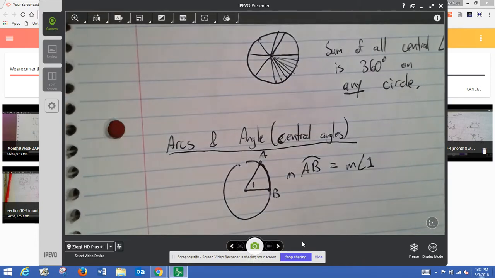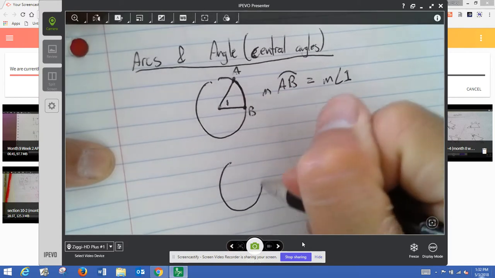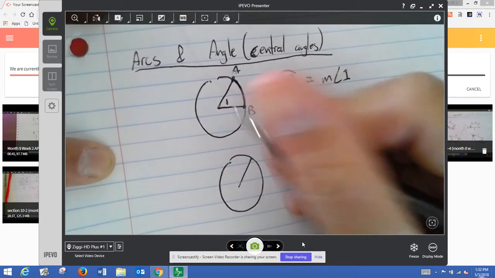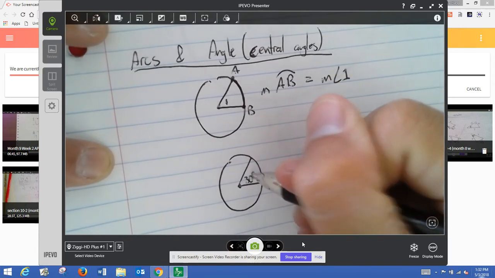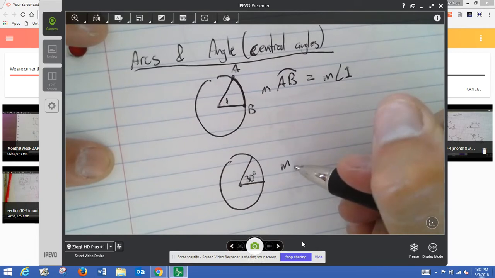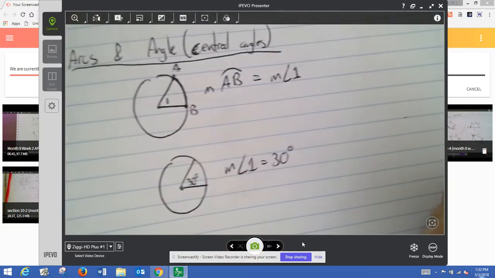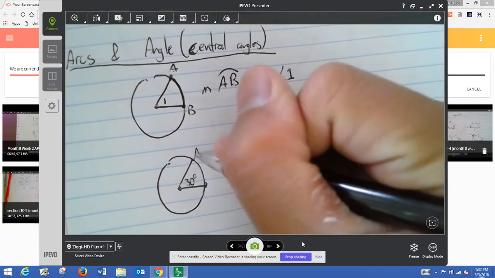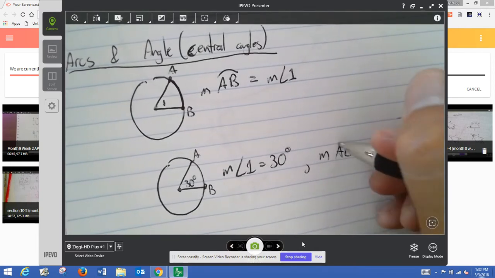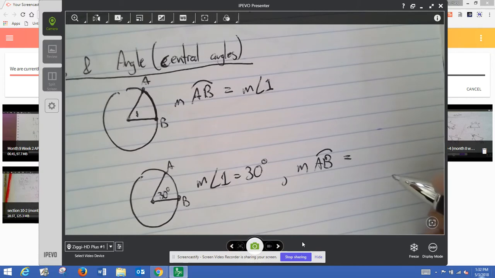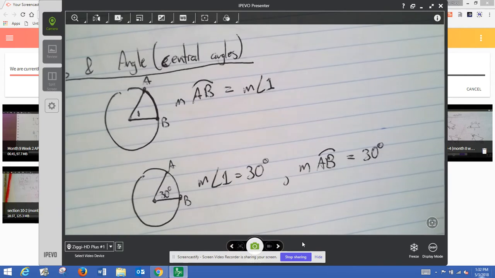So an example again. Let's say that same circle, let's try to make the same exact circle. If the measure of angle 1 is 30 degrees, and then let's say this is A and B. Can you guess what the measure of the arc is going to be equal to? It's the same thing. It again is 30 degrees. Does that make sense?